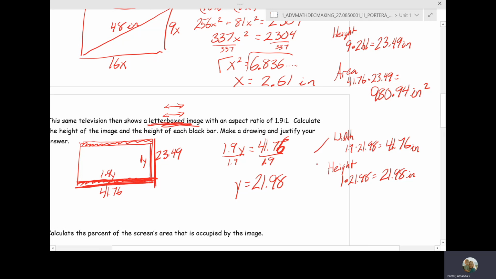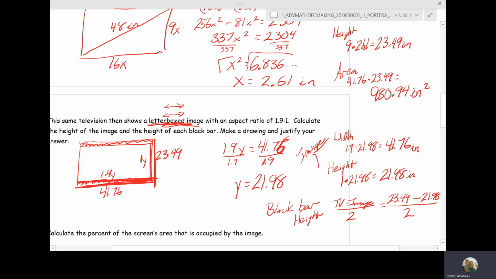So these two things right here, let me tell you, these are the image. To get your black bar, you're going to take the screen or the full TV and you're going to minus the image and you're going to divide by 2. So if I want the height, I'm going to take the height of the TV, 23.49, minus the image height, which is 21.98. We just found that. And I'm going to divide by 2.